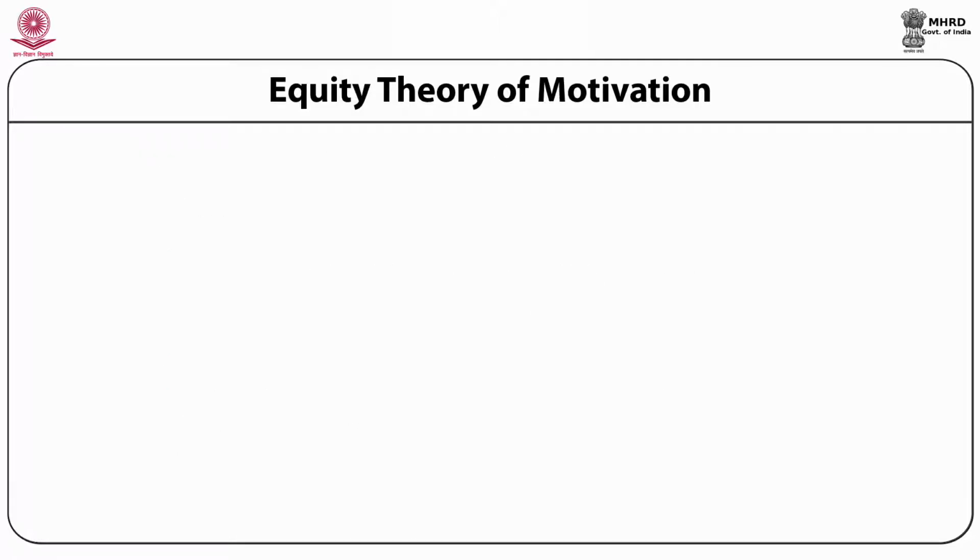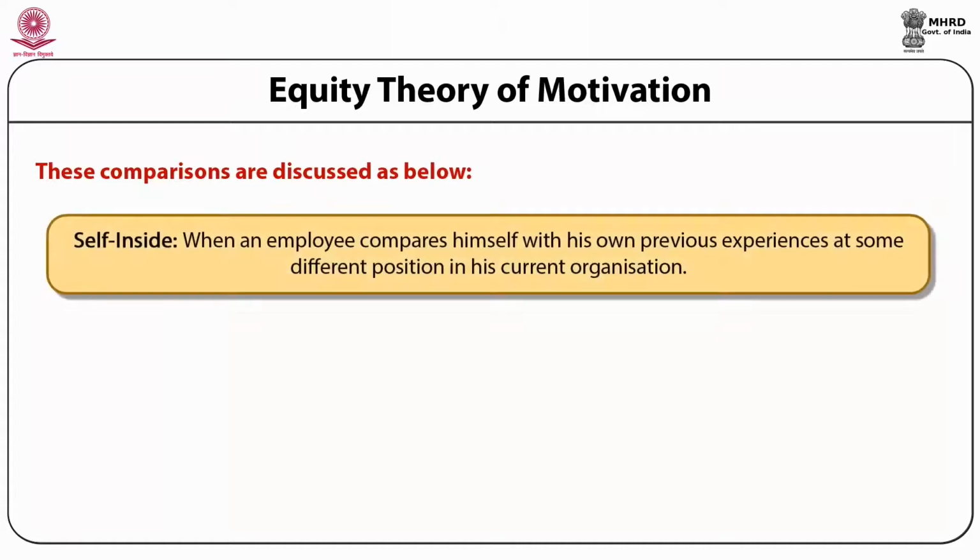The theory suggests that there are 4 possible comparisons which an employee makes with others. These comparisons are discussed as follows. First comparison is self-inside. This comparison happens when an employee compares himself with his own previous experiences at some different position in his current organization.